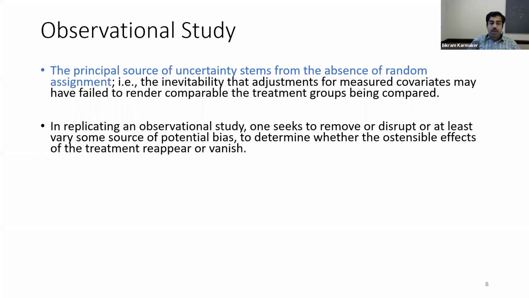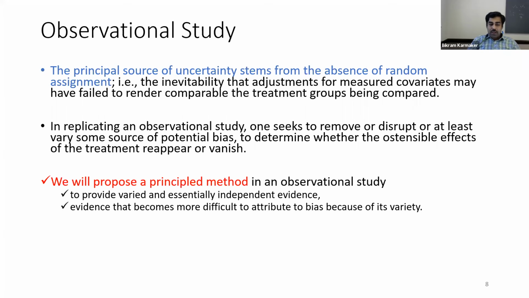So when you think about replicating an observational study, one seeks to remove or disrupt or at least vary some source of potential bias to determine whether observable effects of treatment appear or vanish. So thinking in this way, thinking application of an observational study in an attempt to remove or disrupt or vary the source of bias, we can replicate an observational study.